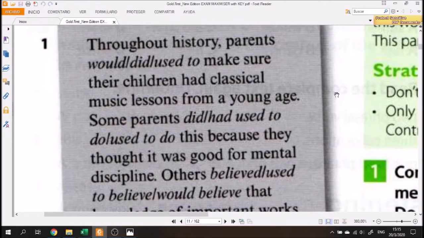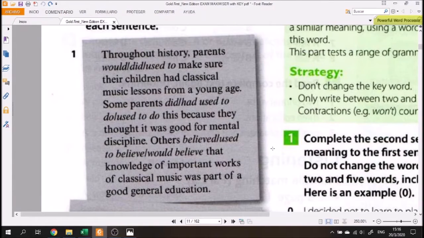So, in number one, we have two possibilities. Which is the incorrect one in your opinion? Throughout history, parents would, did, or used. Did is the incorrect one. We can say parents would make or parents used to make sure their children had classical music lessons from a young age.